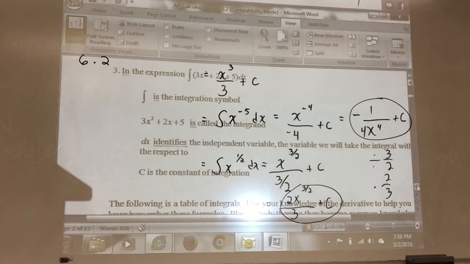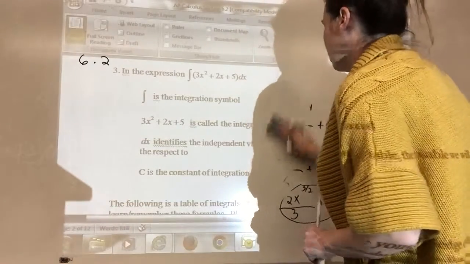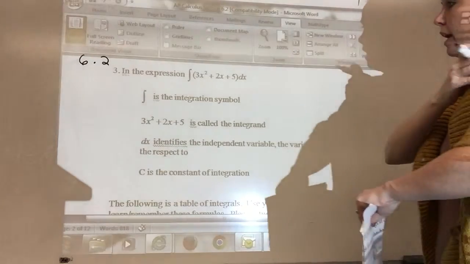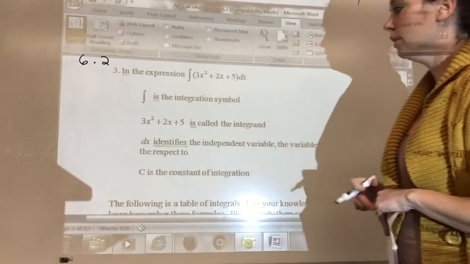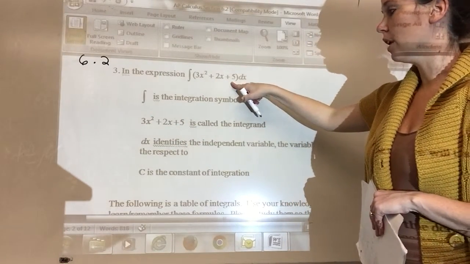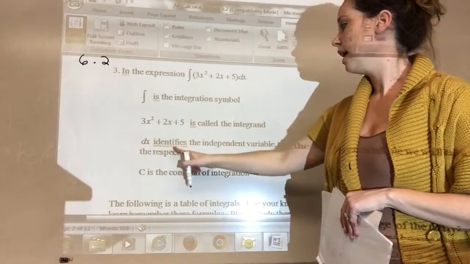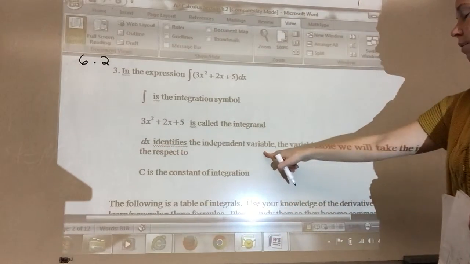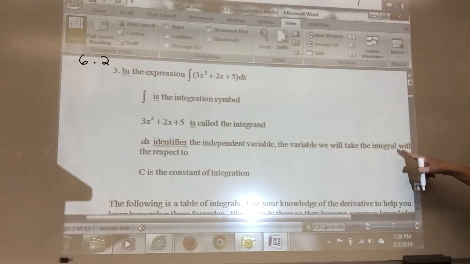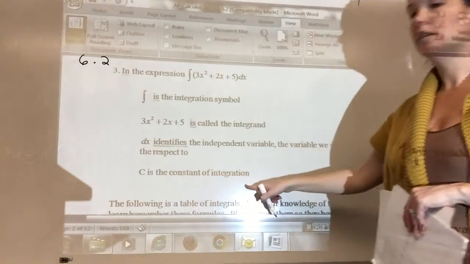Example 3. Okay, so some vocab and symbols again mapped out for you in your notes. Here you see they're pointing out that this is your integration symbol. This right here is called your integrand, if you're ever looking to say that out loud. Again, dx identifies the independent variable, or the variable we will take the integral of, or with respect to, and again, that's going to become important later. And c is the constant of integration.